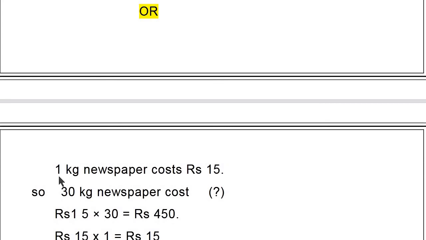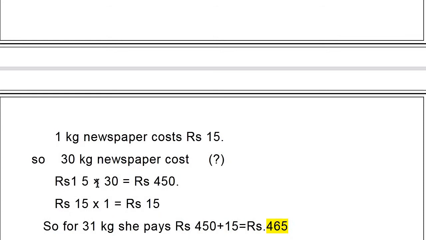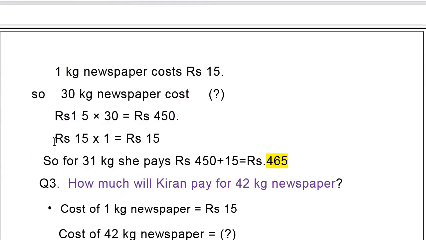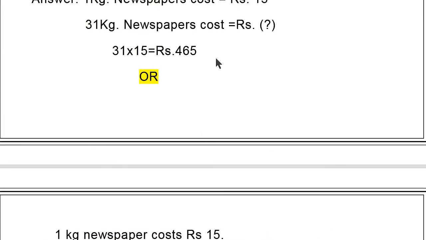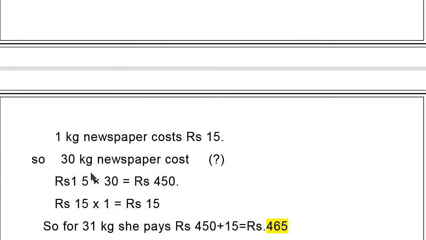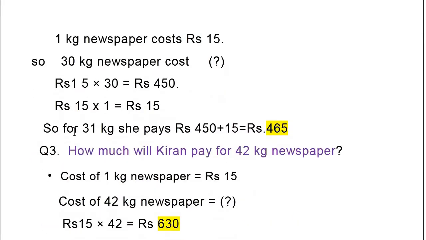We have to do it this way. 1 kg newspaper costs rupees 15, so 30 kg newspaper is equal to 450. 15 into 30 is equal to 450. And rupees 15 into 1 is 15. Afterward, 450 plus 15. So for 31 kg, the cost is 450 plus 15, equal to rupees 465. Both methods work for the multiplication: you can do 31 into 15 directly, otherwise first do the 30 kg and afterward 1 kg and then add both the numbers. Then you get 465 rupees.